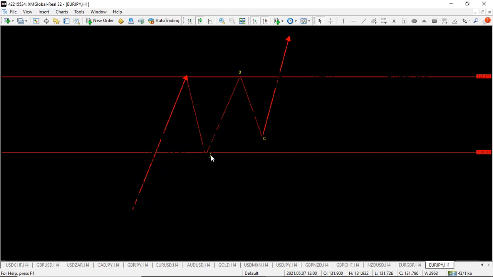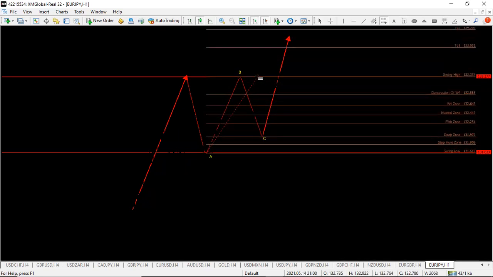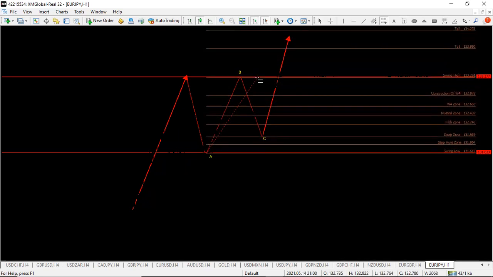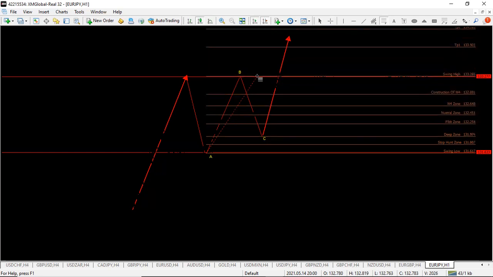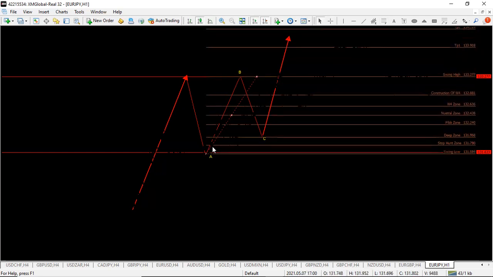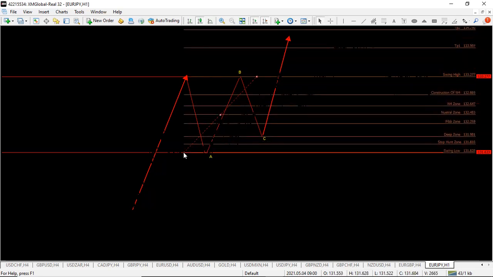Okay, this is your A. So this is a running flat. So the difference is here. Normally the same also applies here, it comes in the zone. So it comes in the zone.